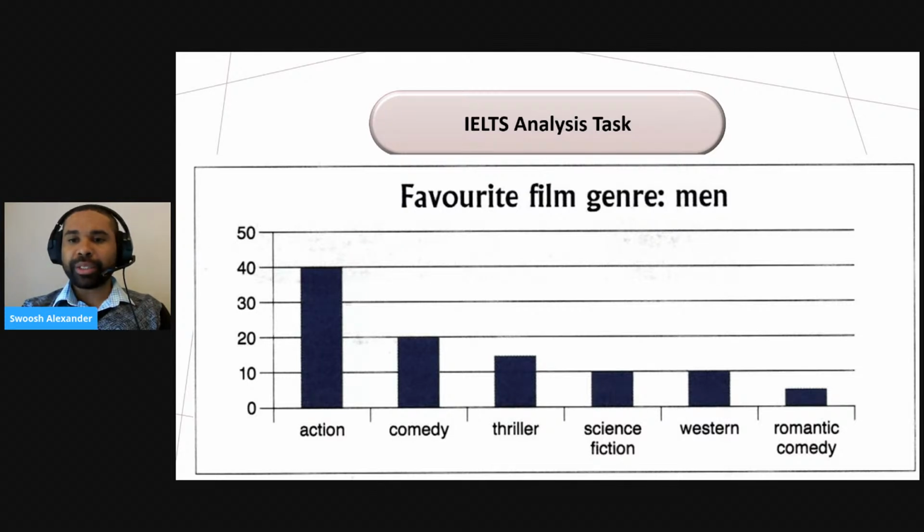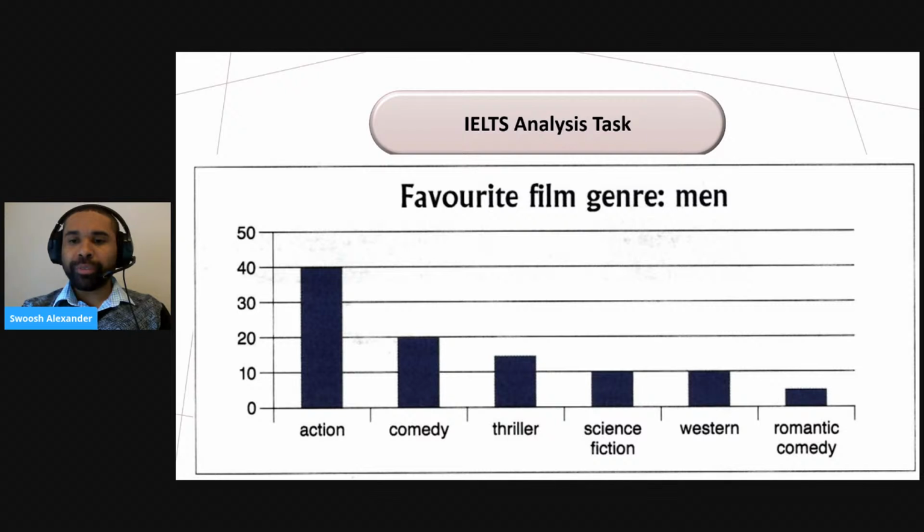Puneet says, whereas comedy accounted for least preference among men. Okay, that's not quite true, because if we look at comedy, it's actually the second most popular. The least popular, or the lowest preference, would be romantic comedies. So we do have to make sure, of course, that we are reporting accurate information.